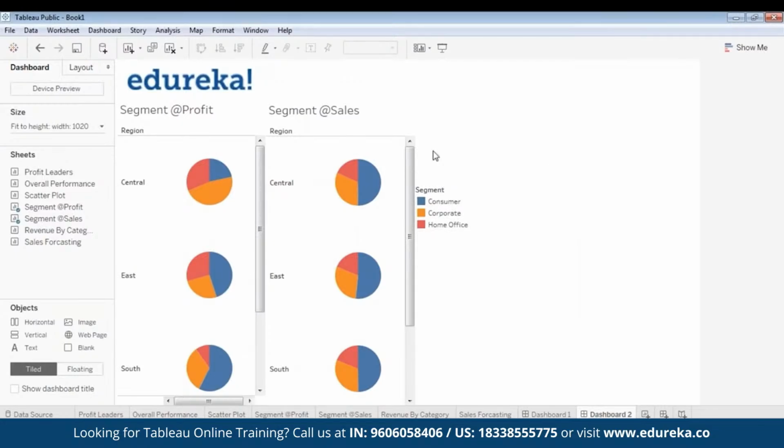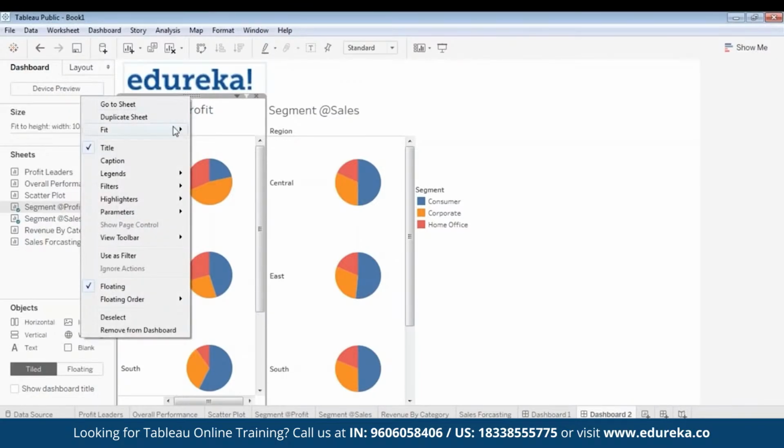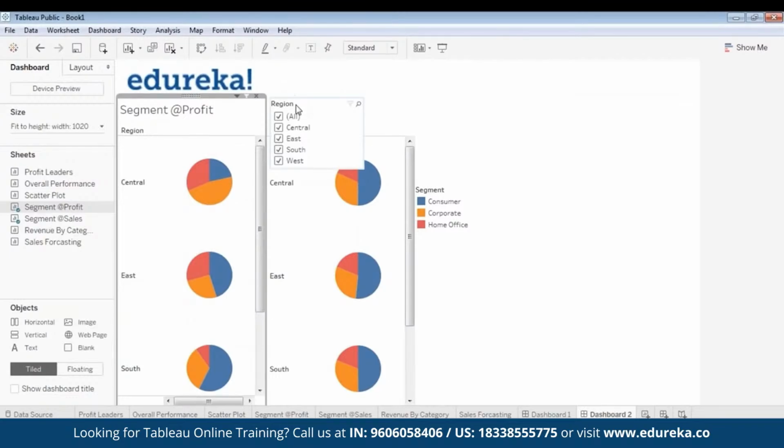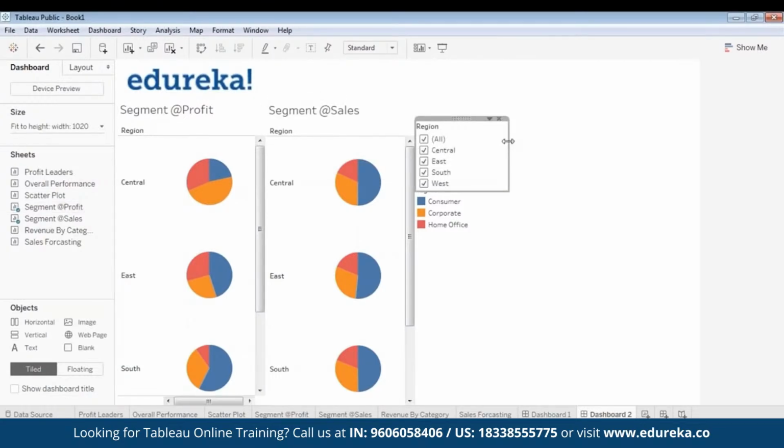Now let's add our filters. Let me go for segment and right click. Come over here on the top of your sheet, this one where you get this sign. When you get this sign, just right click, go to filters and select the filters you want to be there. I want my region to be there first of all. Let me select region.